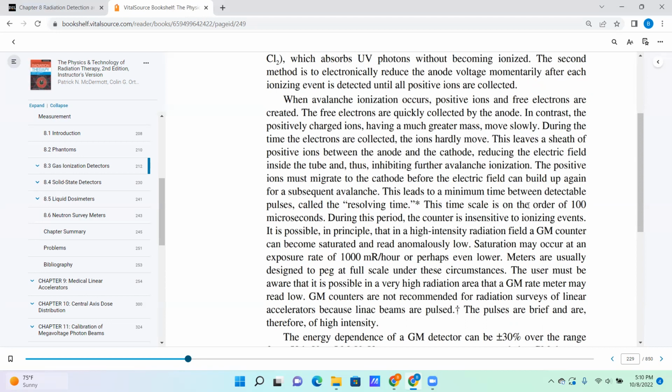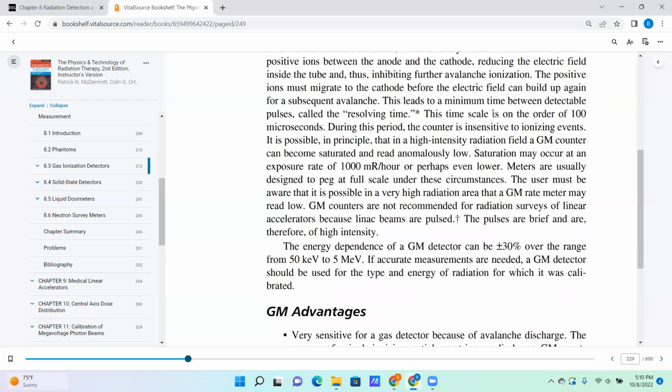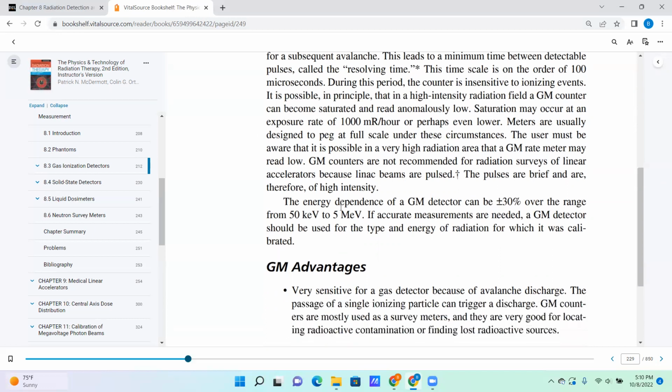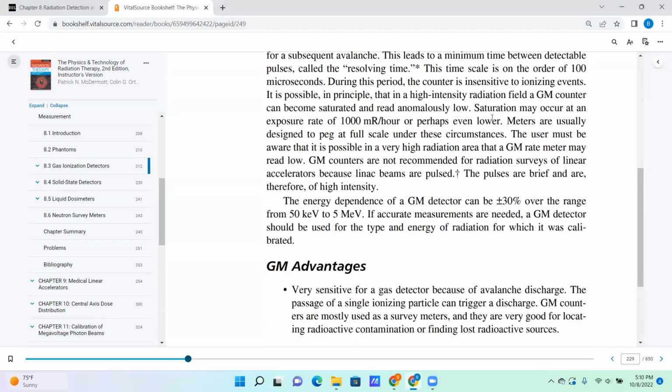This leads to a minimum time between detectable pulses called the resolving time. The time scale is on the order of 100 microseconds. During this period, the counter is insensitive to ionizing events. It is possible in principle that in a high intensity radiation field, a GM counter can become saturated and read anomalously slow.